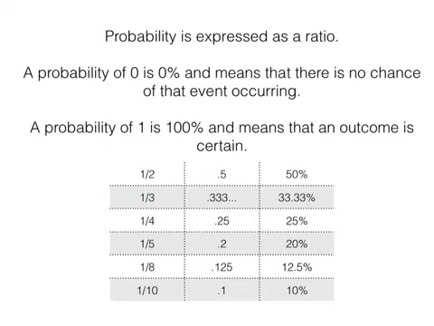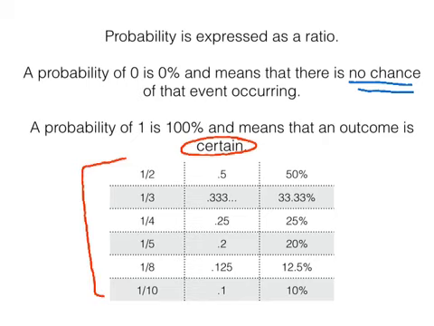Probability is expressed as a ratio. A probability of 0 is 0%. It means that there is no chance of that event occurring. A probability of 1 is 100%, and that means that the outcome is certain to happen. Please be sure to remember your benchmarks for your fractions, decimals, and percents.